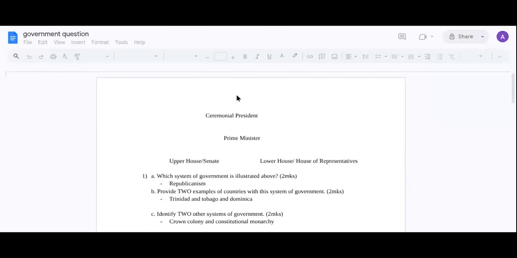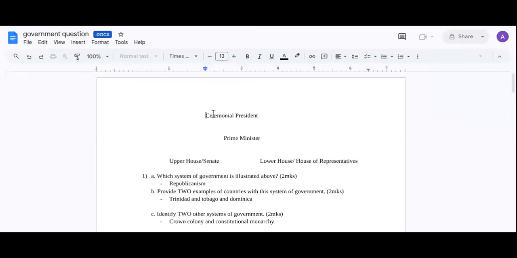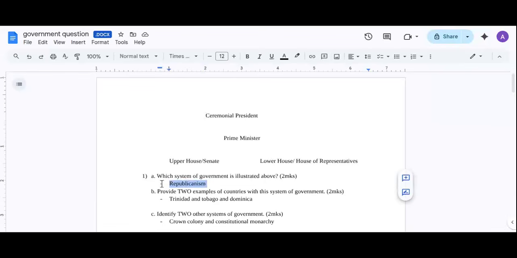Right. So here we have, let's imagine a diagram. We have the ceremonial president at the top, prime minister. Under the prime minister, we have the upper house and the lower house. The question is, which system of government is illustrated above? Which system of government is this? Where you have a president, under the president, the prime minister, upper house and lower house. It's right here, republicanism.